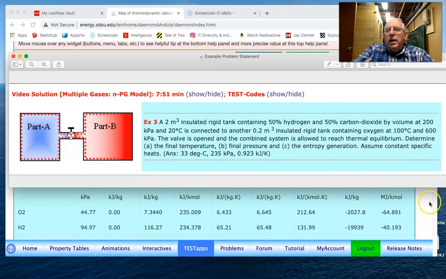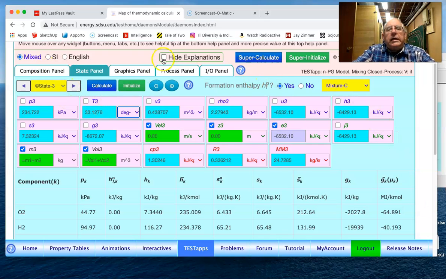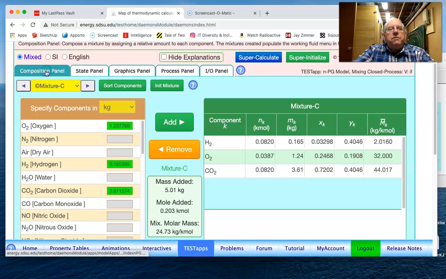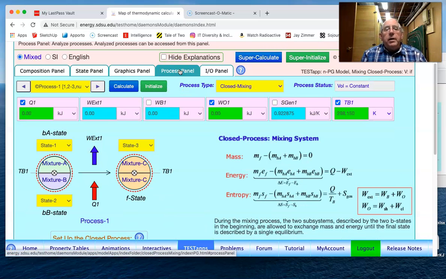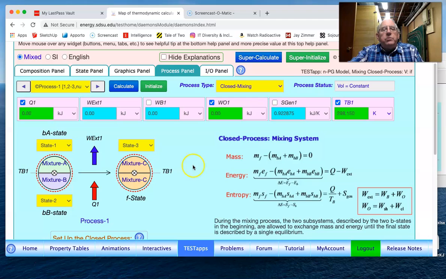And so the uniqueness of this particular problem was that it was the first time that we've seen this composition panel. Also, once we obtained the various compositions, the various mixtures, we were then able to assign the mixtures to the various states, and that allowed us to actually set up the problem to bring two mixtures together to form a third mixture and to get the information that was necessary.